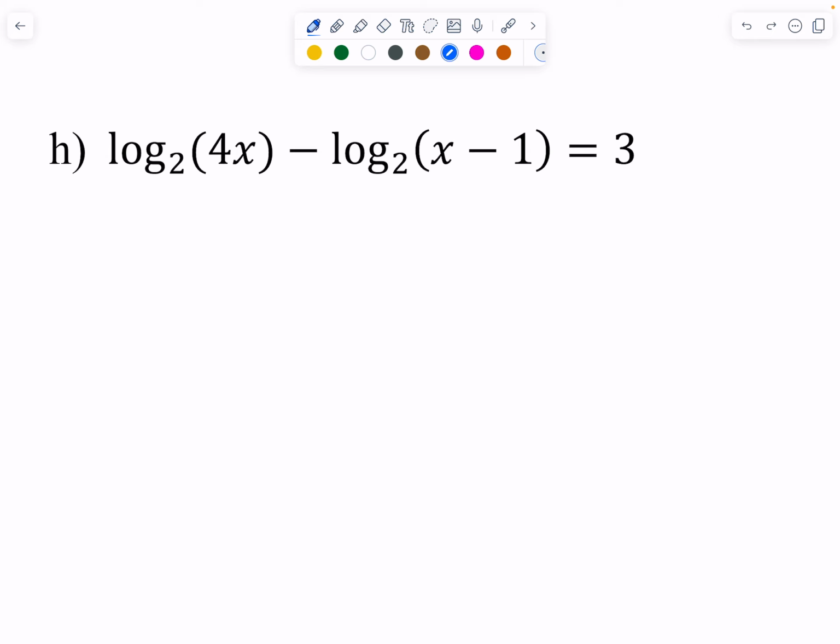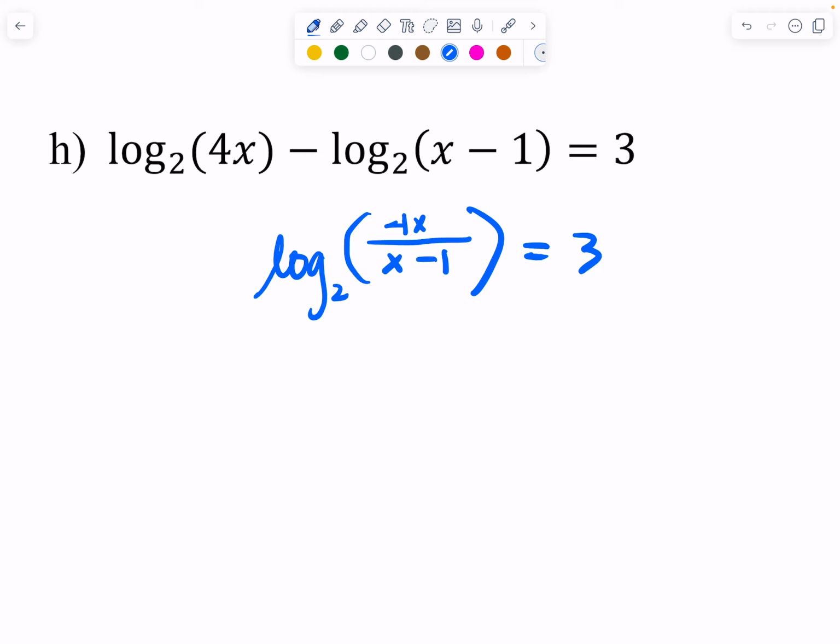Because there's subtraction happening between those two logarithms on the left, we can use the quotient property for logarithms and rewrite the left-hand side as log base 2 of 4x over x minus 1. So the argument becomes the quotient. A common mistake I see is for people to rewrite that as log base 2 of 4x over log base 2 of x minus 1. That doesn't so much help.